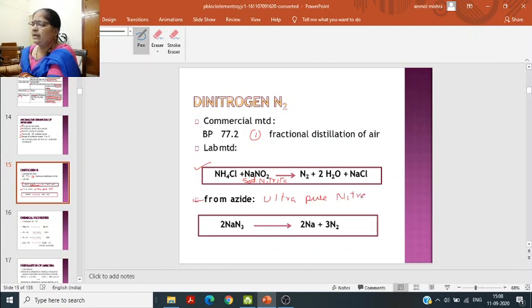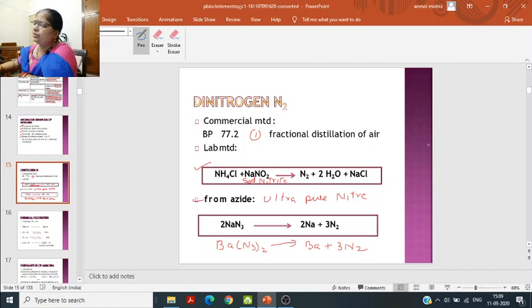nitrogen, we can prepare it from azides, that is NaN3 gives you 2Na plus 3N2. So this is sodium azide, gives you sodium plus nitrogen. Then one more is there, that is barium azide. Barium azide, Ba(N3)2, it will give you Ba plus 3N2. So sodium azide as well as barium azide.